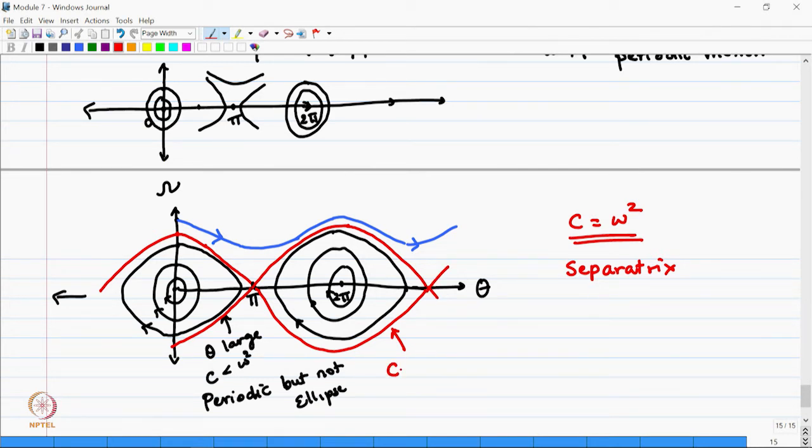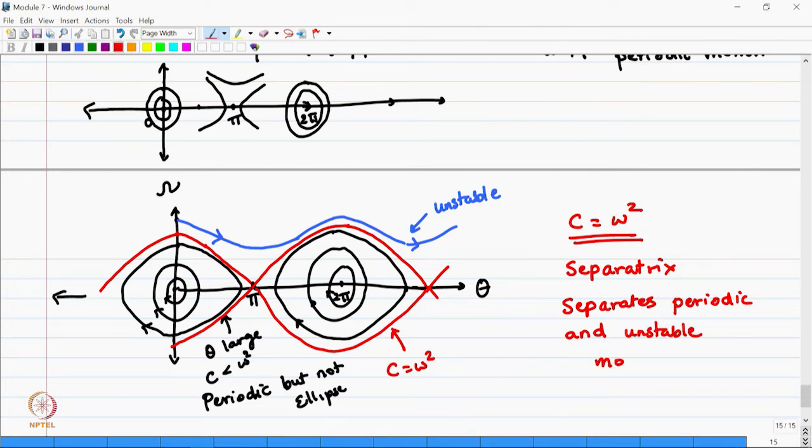So this c equals omega square separates periodic and unstable motion. So what I want to emphasize, this curve is what is called the separatrix. This red curve is called the separatrix.